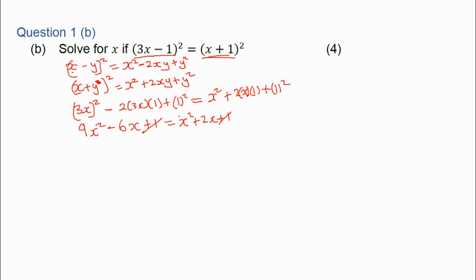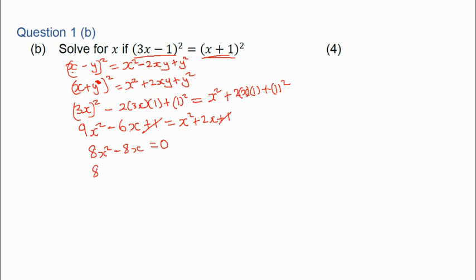We can bring the x squared to the left hand side. It becomes 9x squared minus x squared, which is 8x squared. And then negative 6x minus 2x is negative 8x, and then is equal to 0. You see that? And then now we can factorize here. Do we have anything common? Remember factorization, think of the highest common factor. Do we have the highest common factor here?